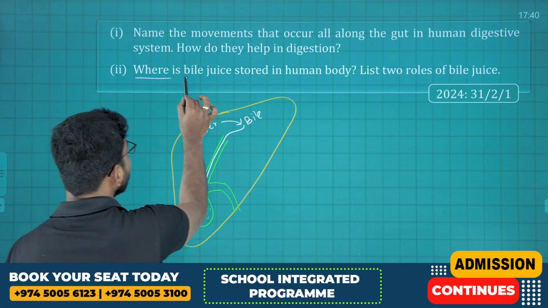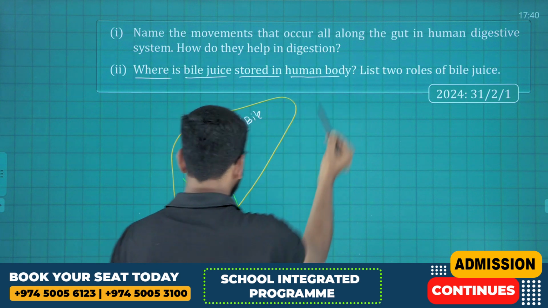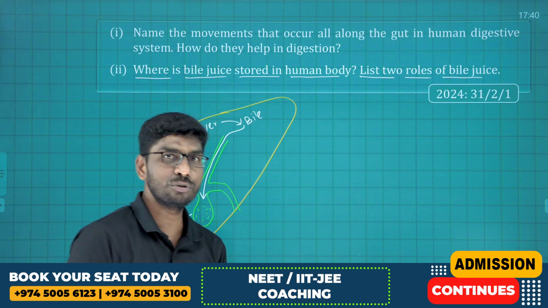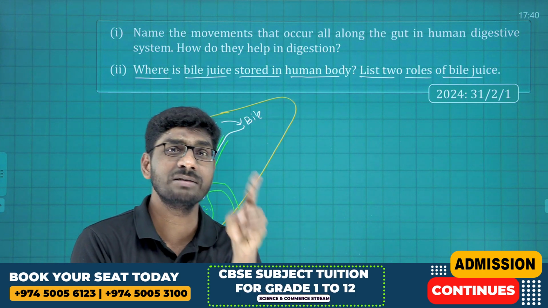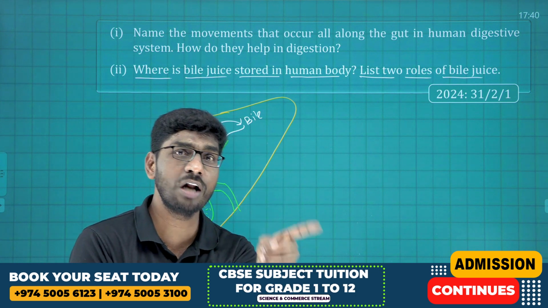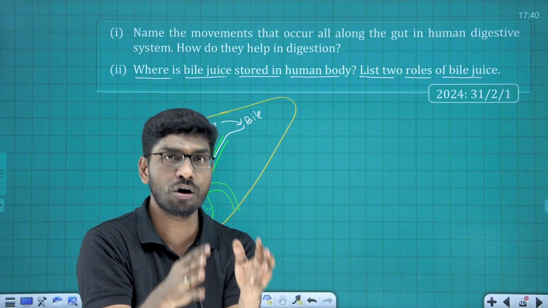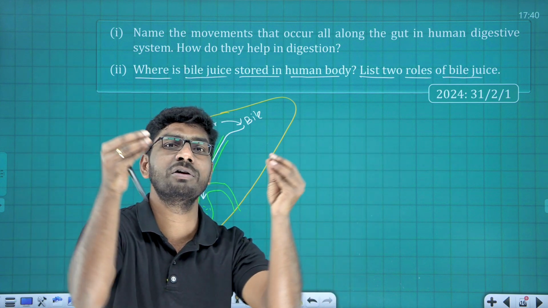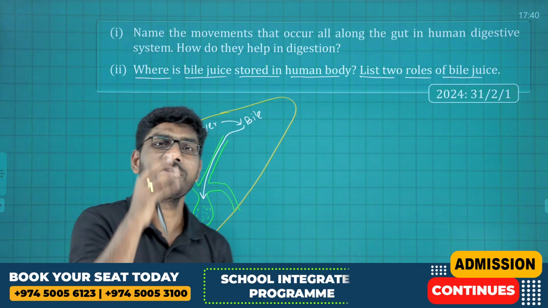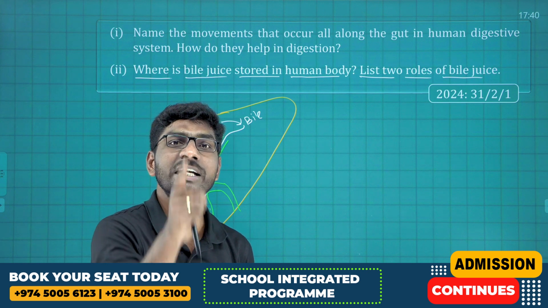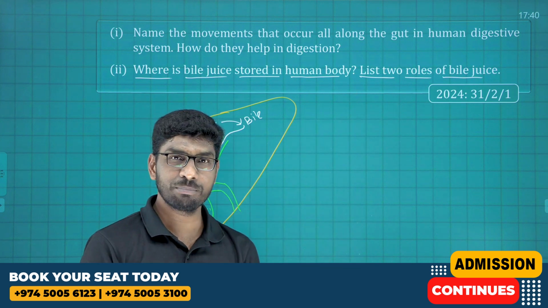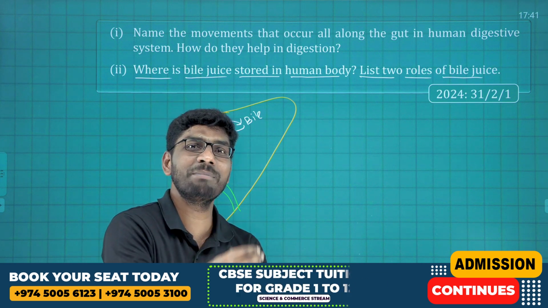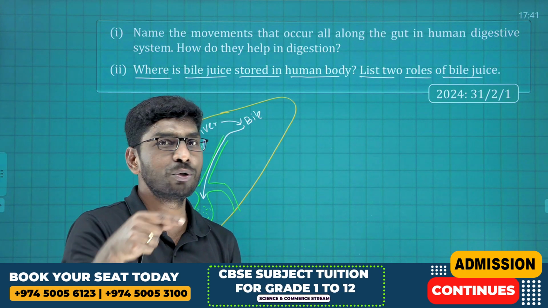Now, where is bile juice stored in the human body? Gallbladder. List two roles of bile juice. Bile juice consists of bile salts and bile pigments. Bile salts are important for emulsification, the conversion of macro fat molecules into micro fat molecules, which is very, very important for fat digestion. The second function: bile pigments give color to feces. Bile pigments give color to urine also, urochrome.